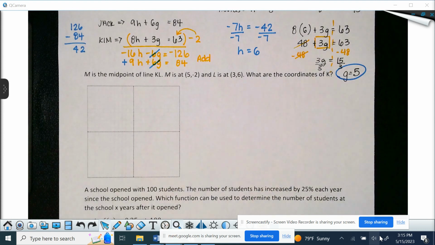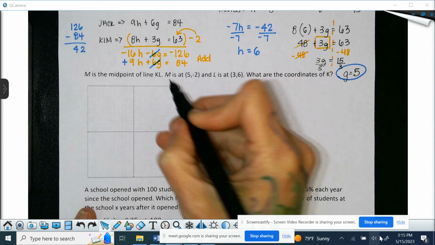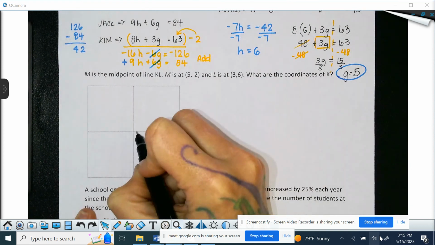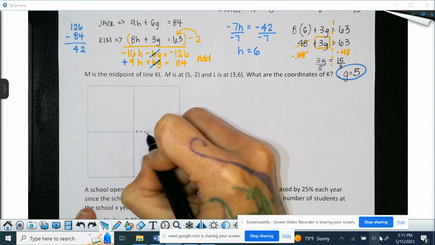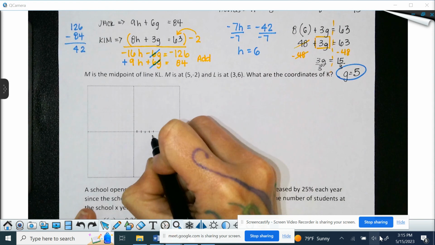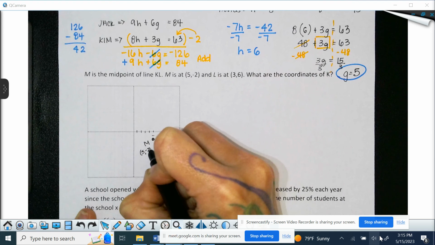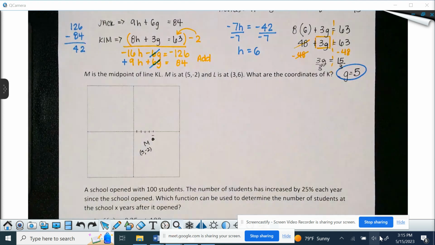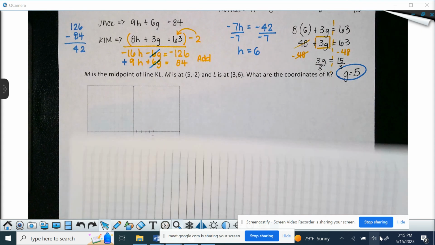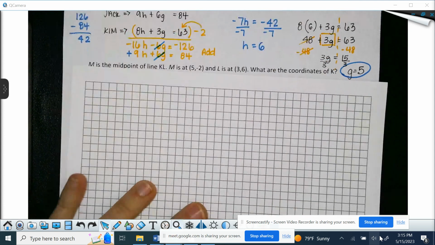M is the midpoint. So the midpoint is 5, negative 2. So 1, 2, 3, 4, 5. 1, 2. This is my midpoint. And L is 3, 6. And M is the midpoint of KL. I'm going to draw this on another sheet of paper because I don't want to make this more confusing for no apparent reason. So give me 1 second.